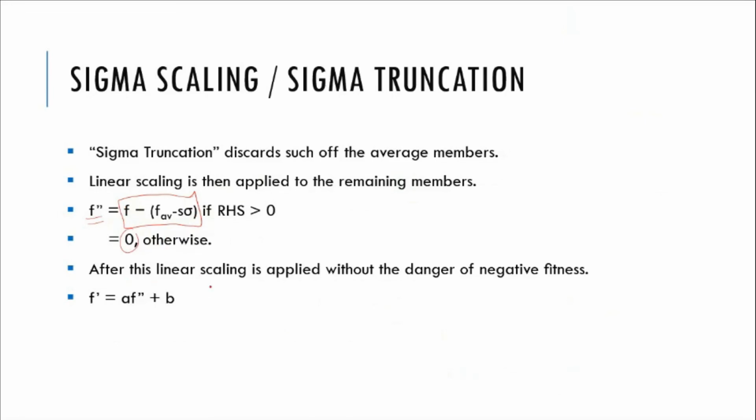After this, linear scaling is applied. So F dash is equal to a F double dash plus b. In this case, we use F double dash instead of the raw fitness. So in some cases it will be 0, where the individuals have very low fitness. So this avoids the danger of negative fitness. Even if an individual has 0 fitness, the b will be present there. So b is a positive value, and obviously the danger of negative fitness values is avoided.